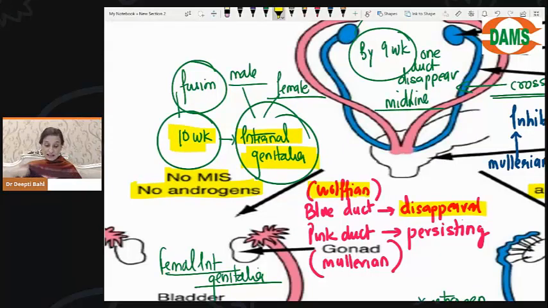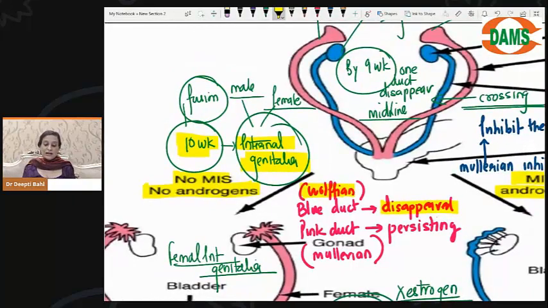So if I repeat very quickly, in the early embryonic life, which is 6 weeks, both the ducts are going to be present in the fetus, the Mullerian ducts and the Wolffian ducts. By 9 weeks, one of the ducts will disappear. Depending on whether the baby is male or female, based on the gonad, one duct will disappear. If there are no male hormones, the Wolffian duct will disappear, whereas if the male hormones are present, the Mullerian ducts will disappear. And the Mullerian ducts, which are 2 in number, will fuse, okay? They will fuse to form a uterus, a cervix, and a vagina.